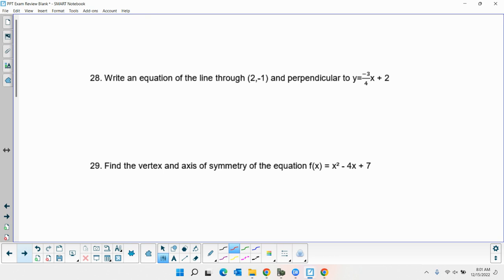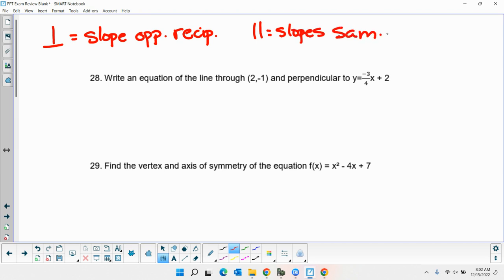All right, here's the same type of problem. This one says perpendicular. Remember, when it's perpendicular, slopes are what? Opposite reciprocals, right? If it said parallel, slopes are what? Same, right? So maybe on the exam, it might say parallel instead of perpendicular. If this said parallel, I'd use negative 3/4 for my slope. Since it says perpendicular, I'm going to use positive 4/3 for my slope.